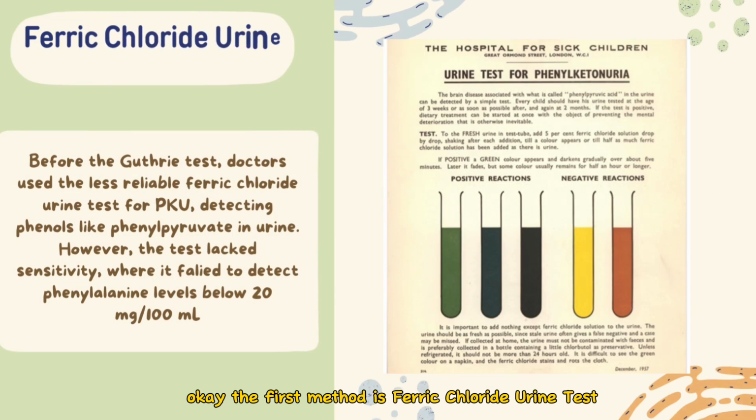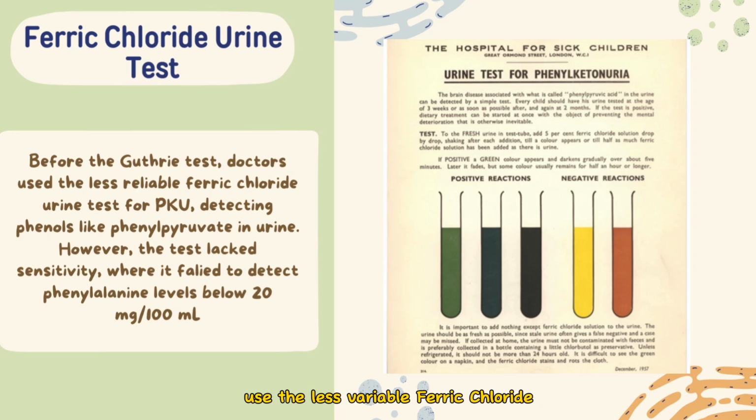Okay, the first method is the ferric chloride urine test. Before the Guthrie test, doctors used the less reliable ferric chloride urine test to detect PKU. These tests identify phenylpyruvate in urine by mixing the sample with water, ethanol, and ferric chloride.